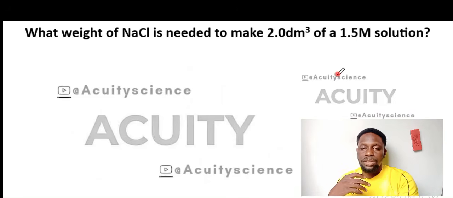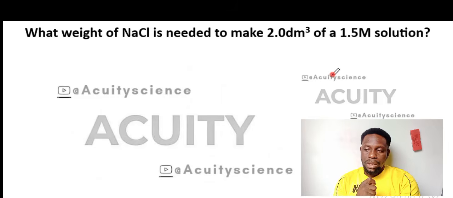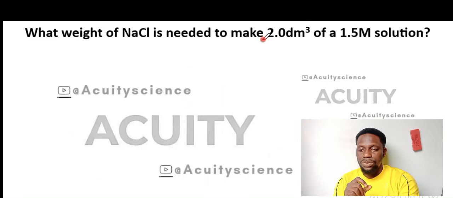So the story here is we want to make a solution. Normally, a solution is solute plus solvent. And the solvent here is water. The solute here is sodium chloride. So we want to know the mass, the weight of sodium chloride that we should add in 2 liters of water, in 2 dm cube of water. All right. So we can say we've obtained a 1.5 mole per dm cube. Let's analyze that properly.